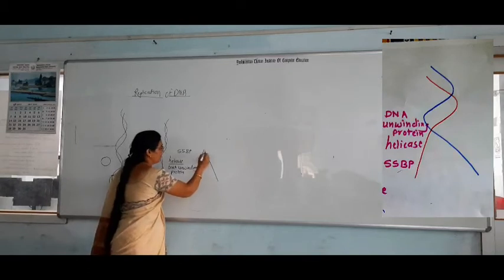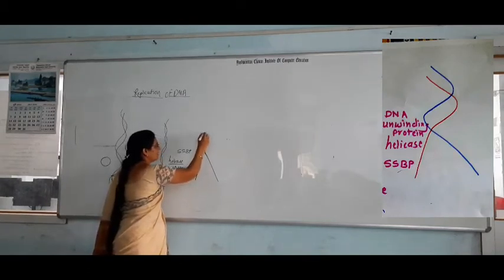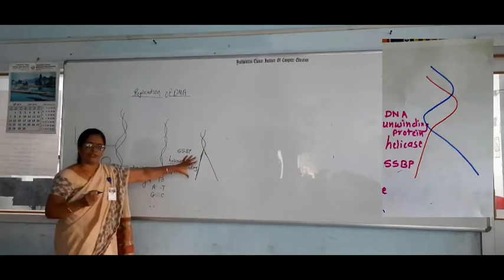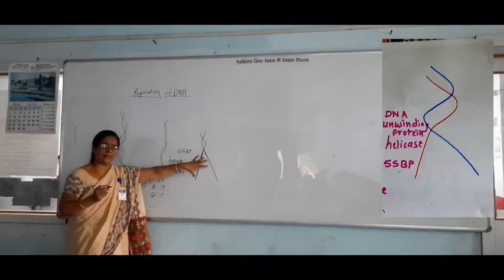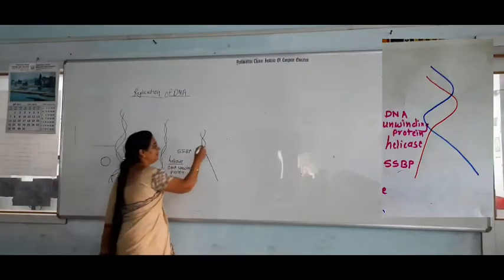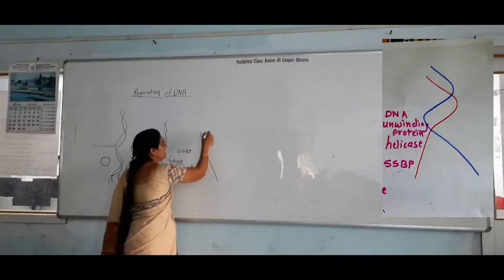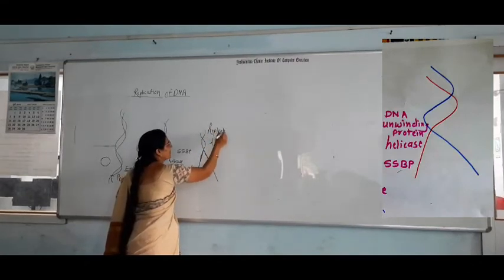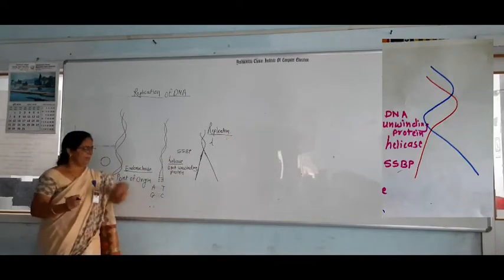Okay, now look here. These two strands of the DNA get separated and it looks like an inverted Y-like structure, and this inverted Y-like structure is called the replication fork.